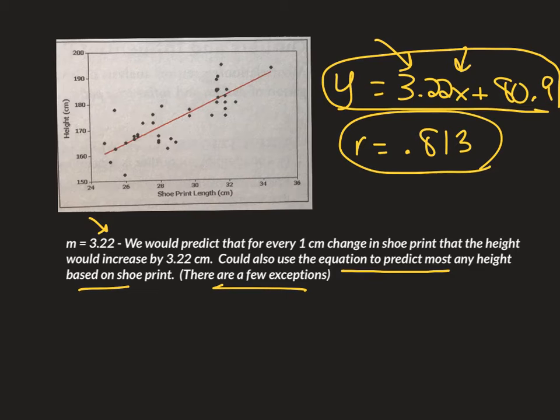We can't go much past what is on here, like shoe print. We can't really say, if somebody has a shoe print that's 65 centimeters, first of all, that'd be a crazy big foot, but our prediction will not be real accurate. Or if we went way below, like our lowest one right here is probably about 25. If we went down to, let's say, only 8 centimeters, it probably would not be real accurate either. You have to stay within the constraints of where your graph is, and outliers can really affect it too. So that's a pretty good model compared to the last one.